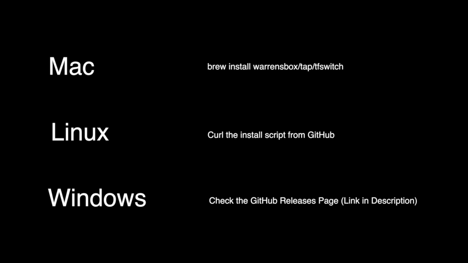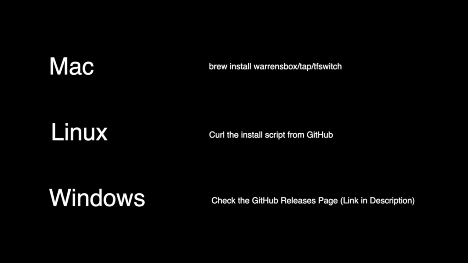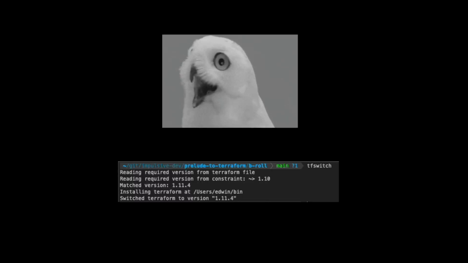Let's get Terraform installed. You have several options. I recommend using tfswitch to manage Terraform versions. It automatically selects the right version based on your project's constraints. Just run tfswitch in any folder, and it will automatically pick up the correct version.